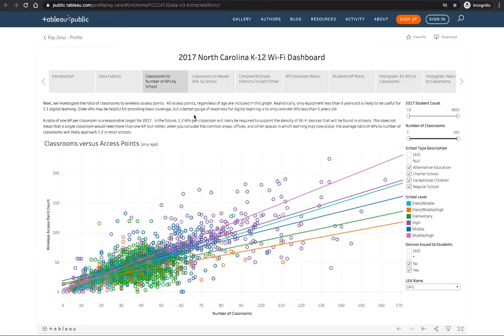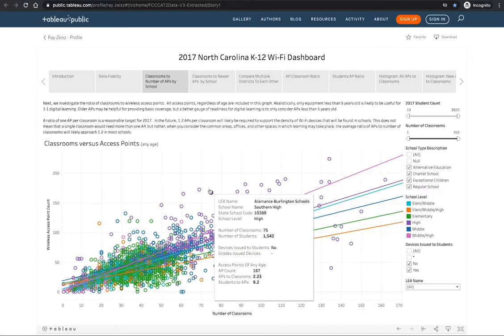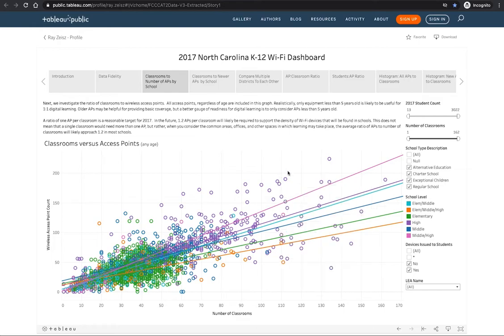So we had a pretty good feeling for what the number of classrooms was. So we used that as the x-axis and the baseline for our 1.2 APs per classroom target. And what we've done here is put every school in the state from 2017 onto this chart where X is the number of classrooms and Y is the number of wireless access points. And we've got trend lines, and they're broken out by middle, elementary, and high school.